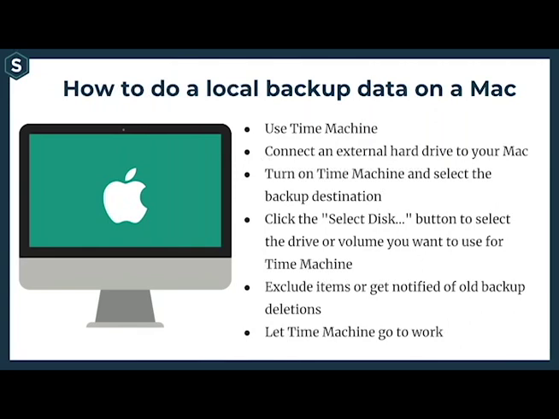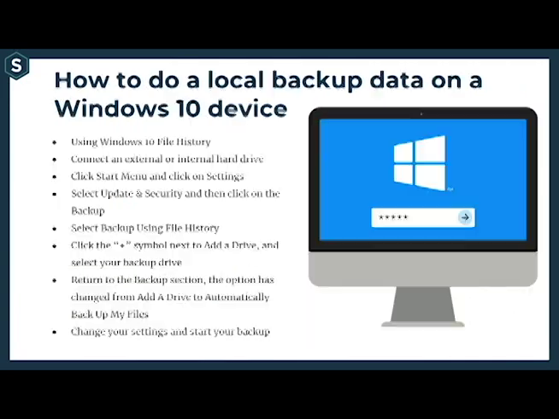There are a few different settings that you can look into as well. Underneath the Options button in Time Machine, you can include or exclude certain volumes, or you can get notifications of when old backups are deleted. Time Machine will keep hourly backups for the past 24 hours, daily backups for the past month, and weekly backups for the previous months.